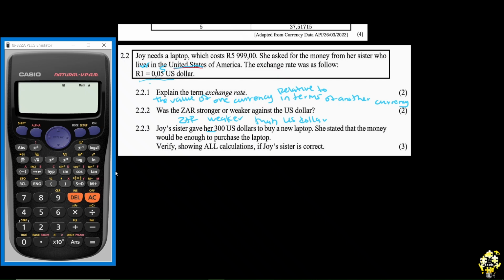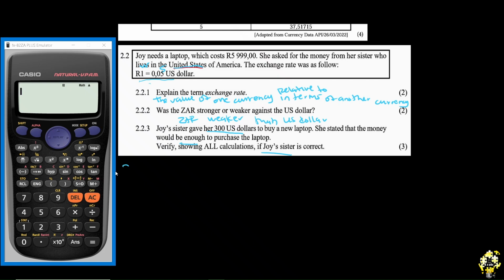Joy's sister gave her $300 US to buy a new laptop. She stated that the money would be enough. She stays in the United States. Let's test whether she understands mathematics. Most importantly, the exchange rate mathematics, because she gave her $300 US and she says, well, you know what? That's enough. Go buy the laptop. Okay, let's see. They are asking us, who are mathematicians, to do what? To verify whether Joy's sister understands mathematics.